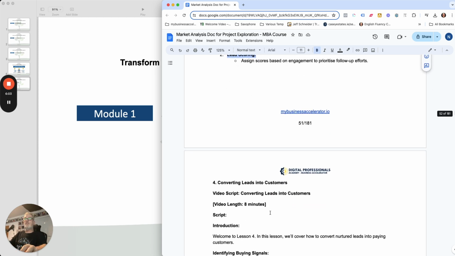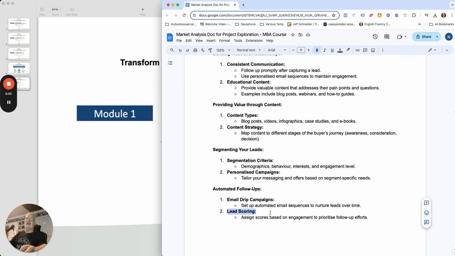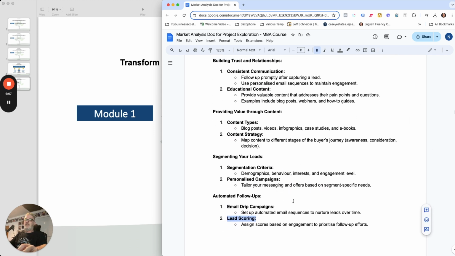So all very interesting. In the next section, then we're going to be looking at, just very briefly, how we can then convert leads into paying customers, which is a really fun part.